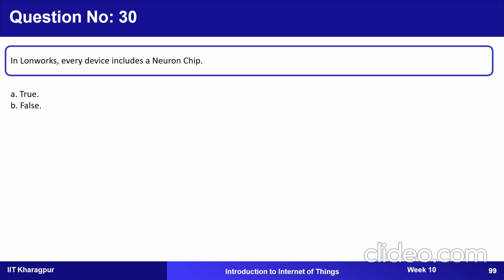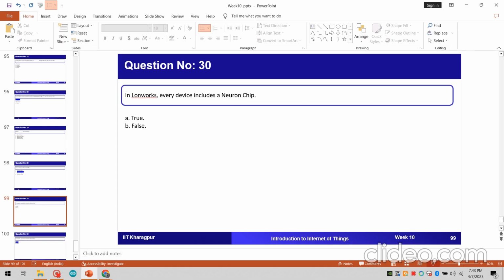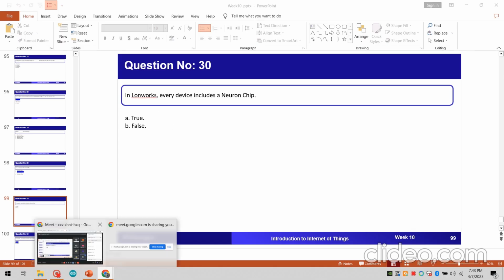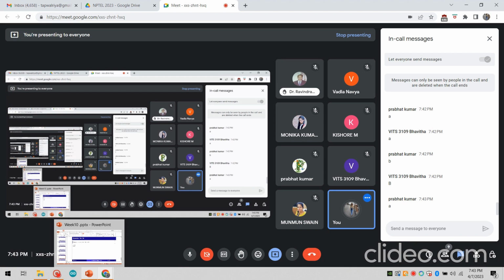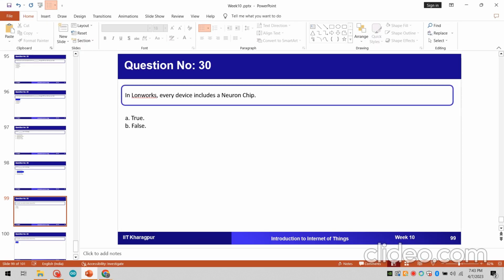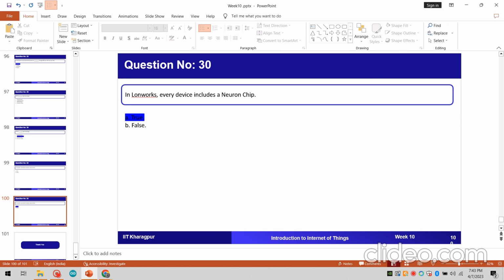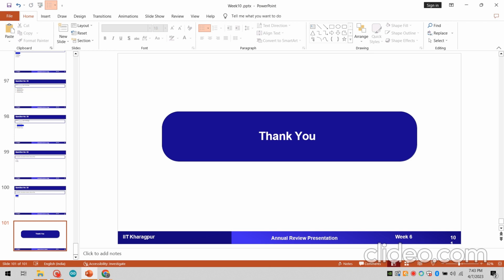Next question is, in LonWorks, every device includes a neuron chip. Is this statement true or false? A. True. Anyone else? In LonWorks, every device includes a neuron chip. A. Yeah. So this statement is true. So these were the questions of week 10.